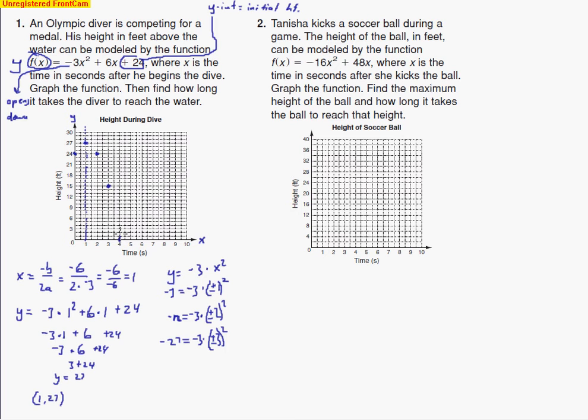I wanted that number, 4 seconds. So that's how long it takes. It's going to end up being 4 seconds until the diver hits the water. And so just using that graph helped me figure out that amount. So let's take a look at the next one here.